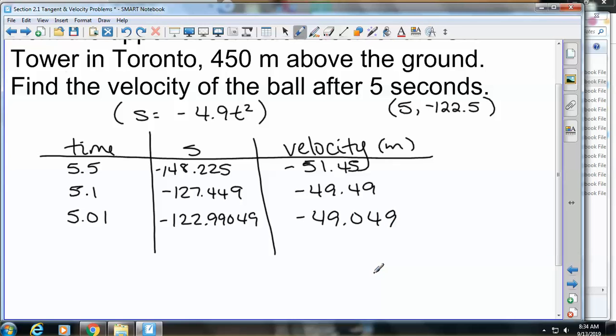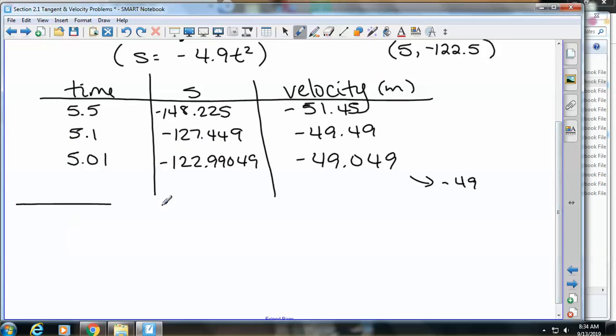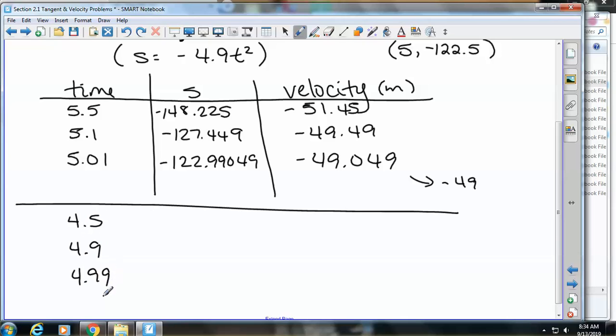Negative 49.049. Okay, can we tell what this is approaching? Maybe, what does it look like? Negative 49. If I wanted to be really sure, we would need to test some points from the other direction, so things smaller than 5. So maybe like a 4.5, 4.9, 4.99.